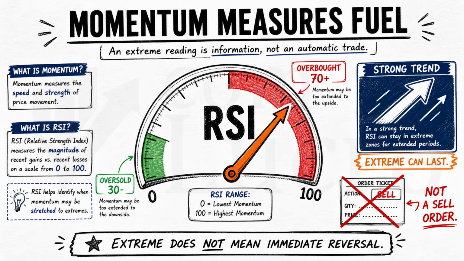Next come momentum indicators, which measure the speed and the strength behind a move. The most popular one is the Relative Strength Index, or RSI. It helps you judge whether an asset has been pushed too far in one direction, overbought or oversold, and whether the current move is likely to continue or run out of fuel. Just remember that momentum can stay extreme for a long time in a strong trend, so an overbought reading is information, not a sell order.